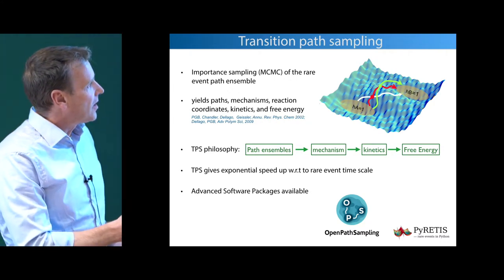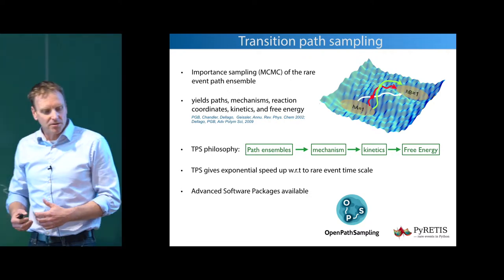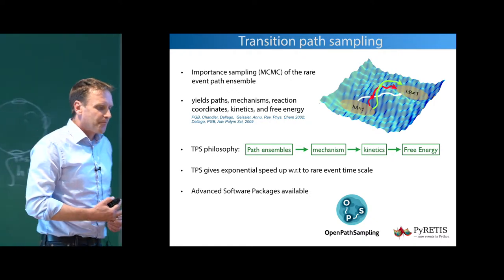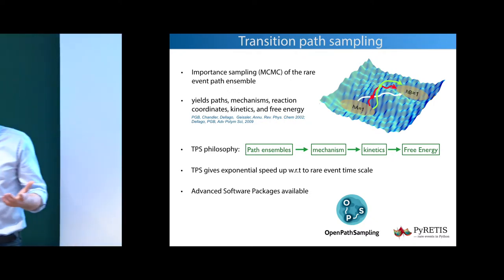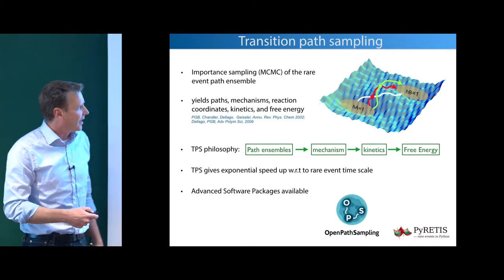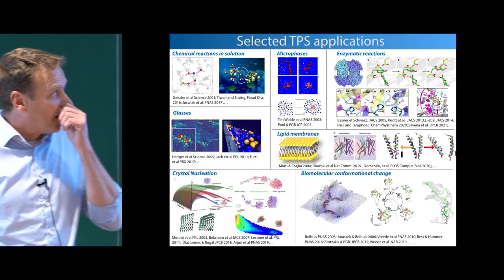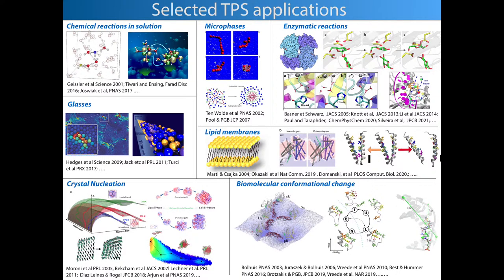Now, the path ensemble algorithm gives an exponential speed-up with respect to the rare event timescale, because the mean time of an event scales exponentially with the barrier height. There are now quite a few software packages that you might check out. Just as an advertisement slide here, this is a rough selection of what has been done in the past: chemical reactions, glasses, enzymes, lipid membranes, crystal nucleation, protein folding, etc.